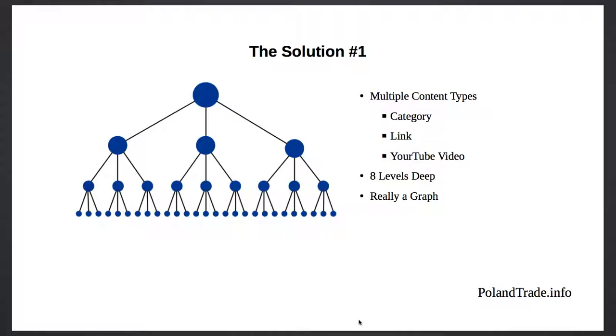What Poland Trade does is it organizes it as a tree of categories containing links to curated content. It's a complete content management system. You can add categories to it, you can add curated links, you can add YouTube videos, images, and there are a bunch of other content types which can be added. You should really think of it as a taxonomy of Poland Trade, and it's not just 4 levels deep, there are parts of the tree that go 10 levels deep.